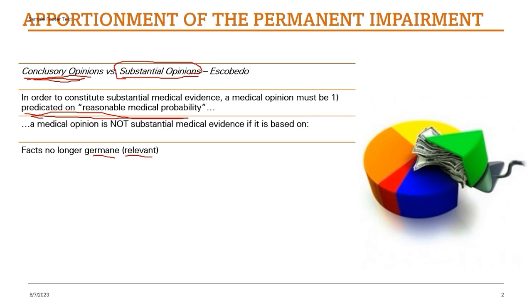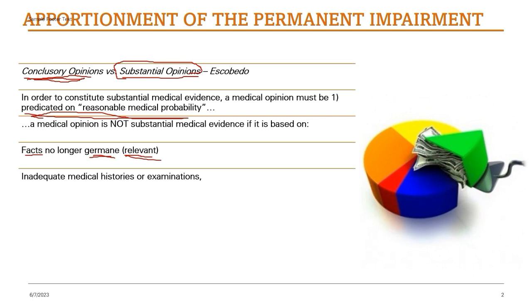So let's take a look at this. It says the opinion is not substantial. So therefore, in order to be substantial, the opinion must be based on facts that are germane and that are relevant. So you're going to be using the relevant facts in support of your approximate percentages.